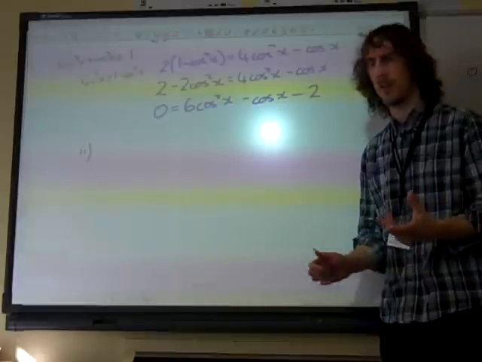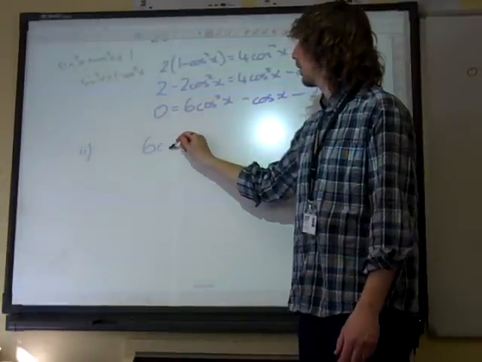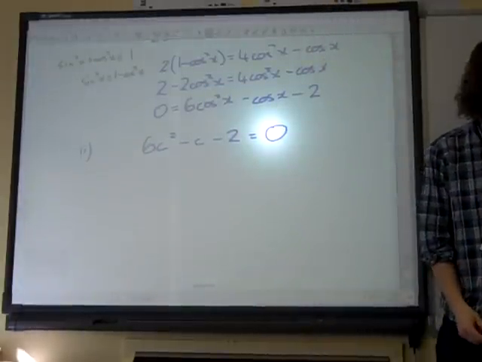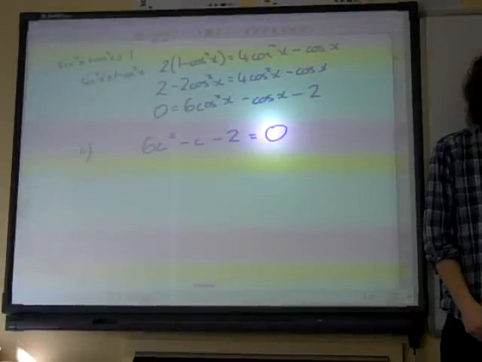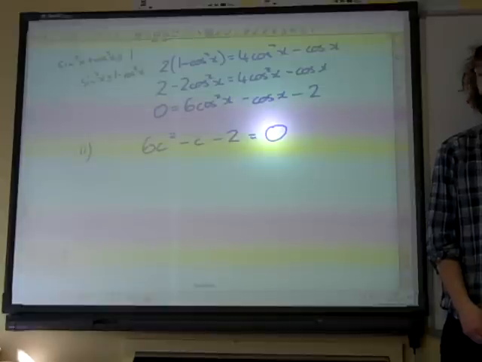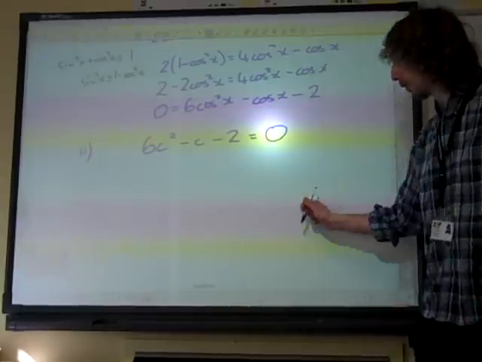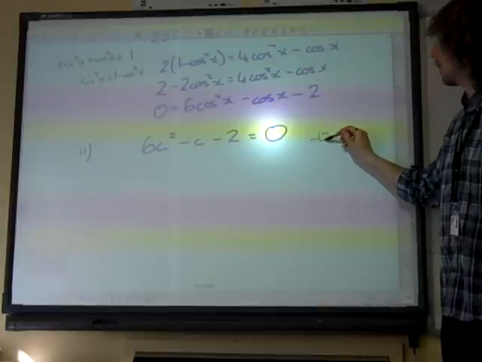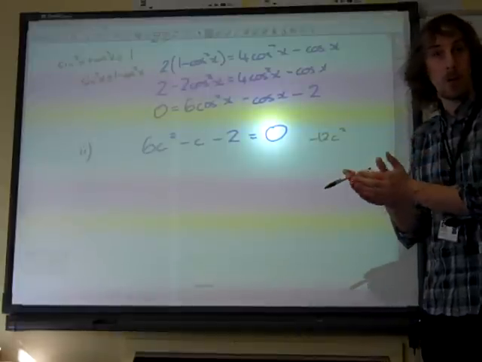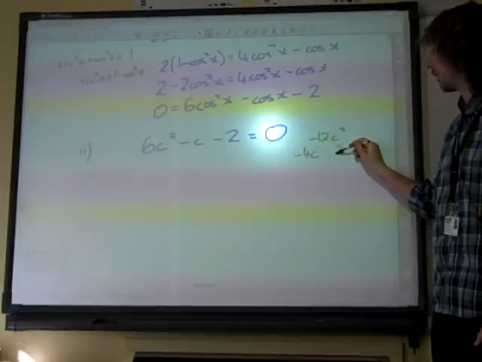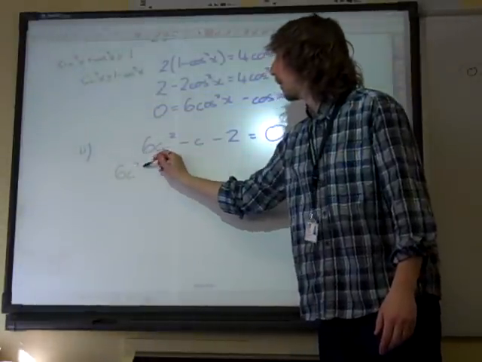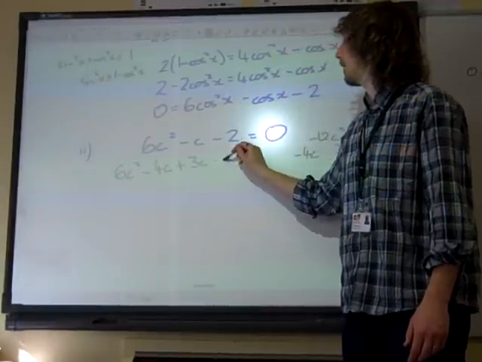It depends on how you feel about this. You might want to just make this into a nicer looking quadratic. I wrote C instead of having to write down the cos x at the time. We could factorise this. If we don't immediately spot how to factorise it, we could do that nice little trick where you multiply the first and last things to get minus 12 c squared. Can we think of 2 things that times to give minus 12 and add to give minus 1? Minus 4c and 3c. That would work, wouldn't it? So we put it together, 6c squared minus 4c plus 3c minus 2 is 0.